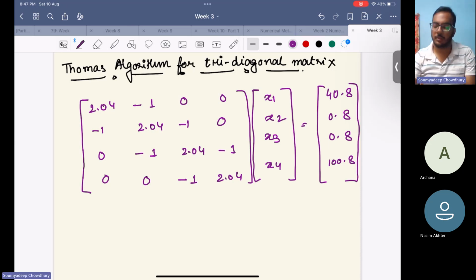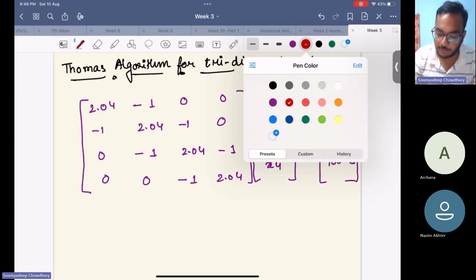So this is your equation system which is given. A tridiagonal matrix is a matrix that has non-zero elements only on the main diagonal, the sub-diagonal, that is the first diagonal below it, and the upper diagonal, that is the first diagonal above the main diagonal. All other elements are zero. I'll show what I am telling.